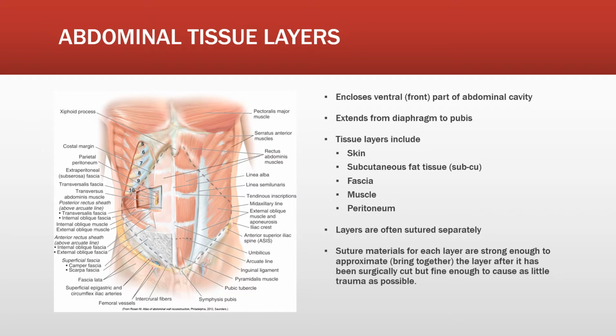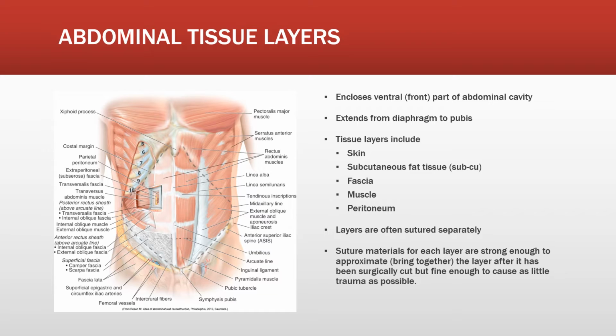All right, just a review of some abdominal tissue layers. These tissue layers are going to enclose the ventral or front part of the abdominal cavity. They extend from the diaphragm to the pubis. The tissue layers include these things listed here: the skin, subcutaneous or fat layer, our fascia, muscle, peritoneum. They're often, as we know already, sutured separately, and the suture materials for each layer are going to be strong enough to approximate or bring together the layer after it's been surgically cut, but also fine enough to cause as little trauma as possible.